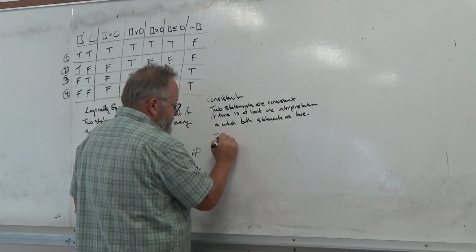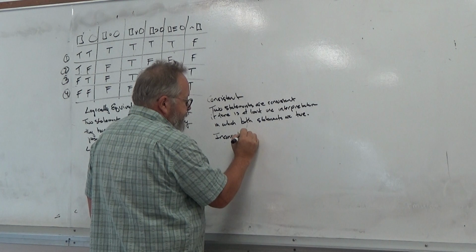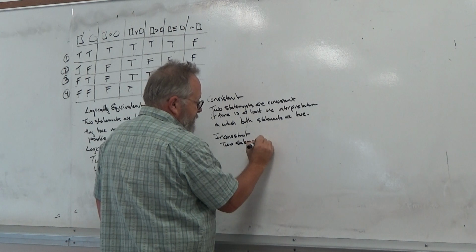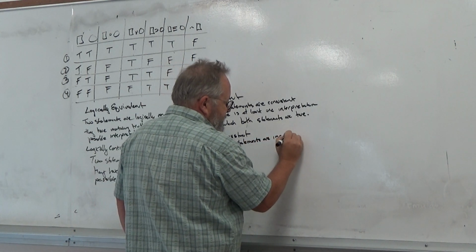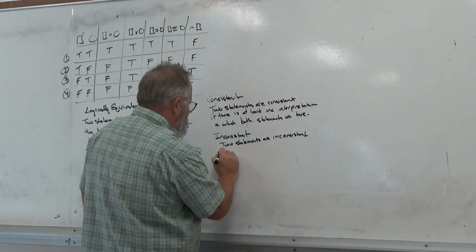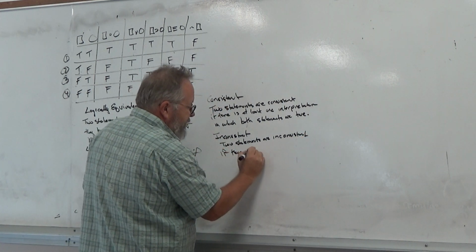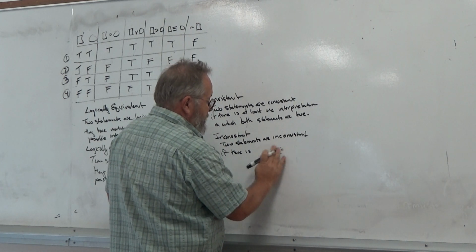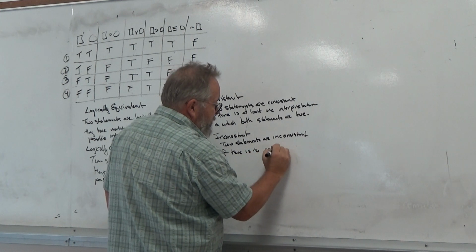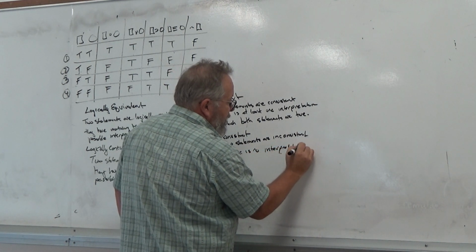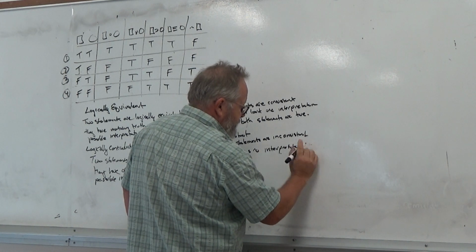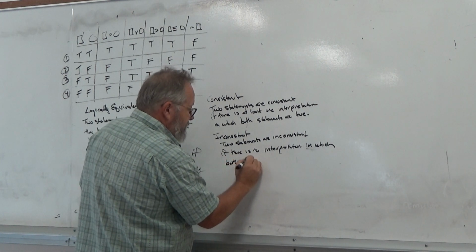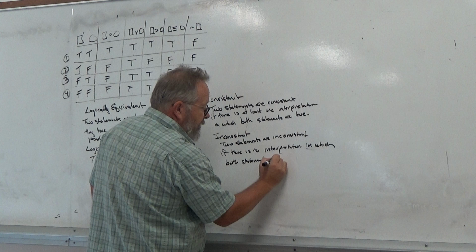And inconsistent. Two statements are inconsistent if there is no interpretation. There is no interpretation in which both statements are true.